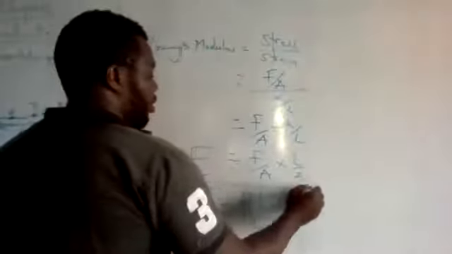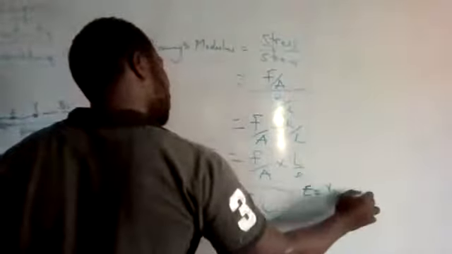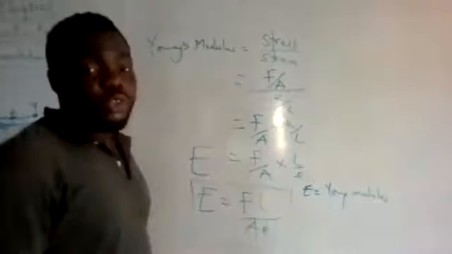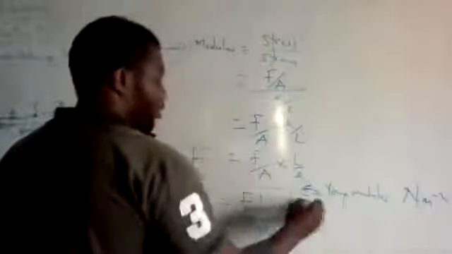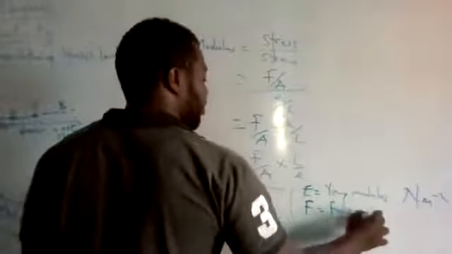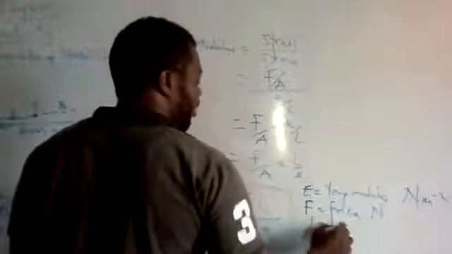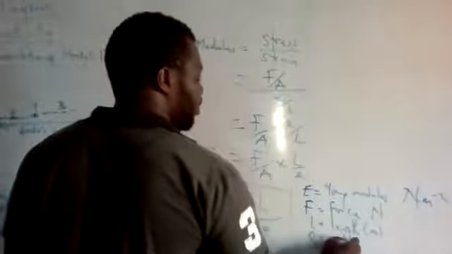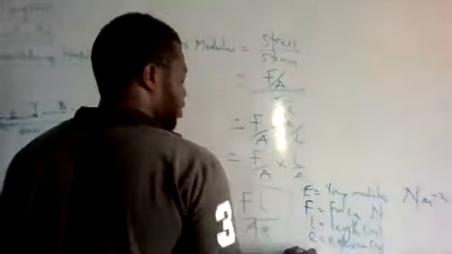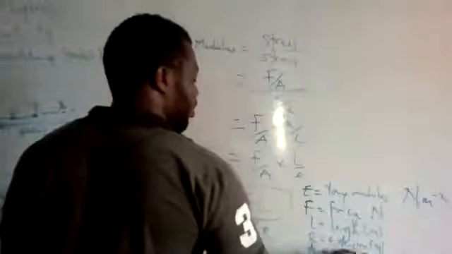So of course, where all of these mean their usual thing, E is Young's modulus. So that means the SI unit of Young's modulus is going to be what? Newton per meter squared. Then F is force, in newtons. L is length of the material, in meters. E is extension of the material, in meters. And A is the area, in meter squared. I think it's quite straightforward.